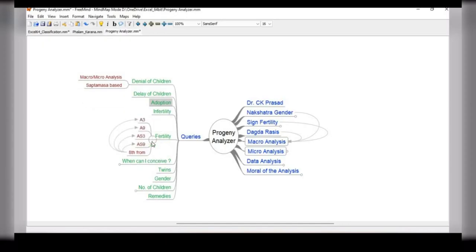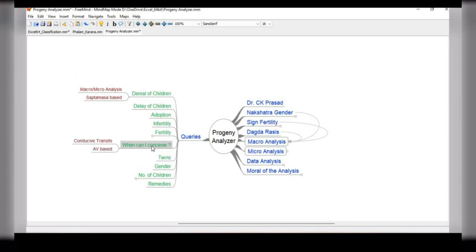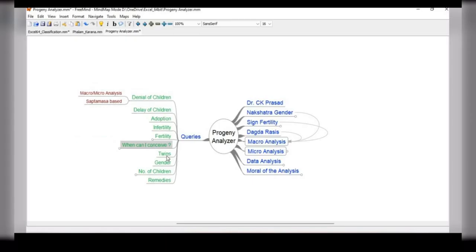And even if it is going to be fertility, how to check that, this is where Arudas come in. The third Aruda and the ninth Aruda play a vital role in fertility checks, as well as the Aruda from the Surya, the AS3 and AS9. If there is an 8th from that, infertility can bring in troubles there. When can I conceive is something people are keenly interested in. So where all will twins be born, what will be the gender of the children, what will be the number of children, and what are remedies to be done. These are generally queries that come to us.